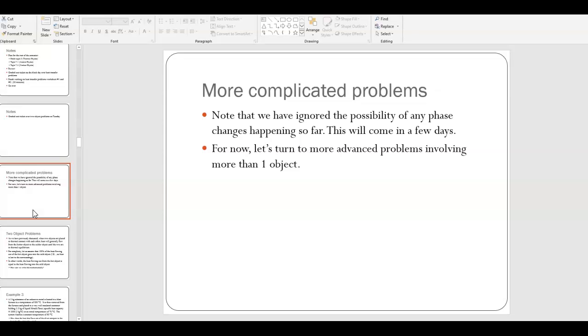Okay, so far we've talked about solving problems that are pretty basic. Most of the problems we've been using have just been using the equation Q equals mc delta T.